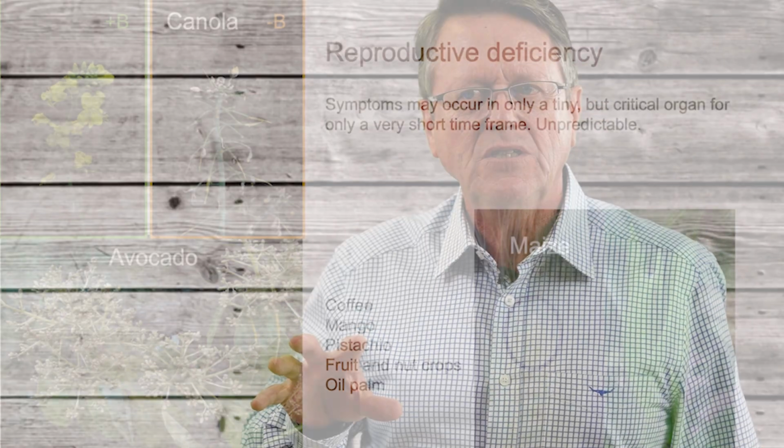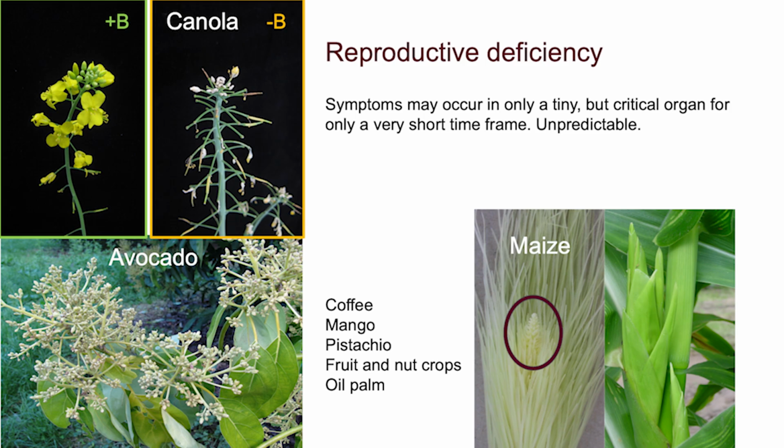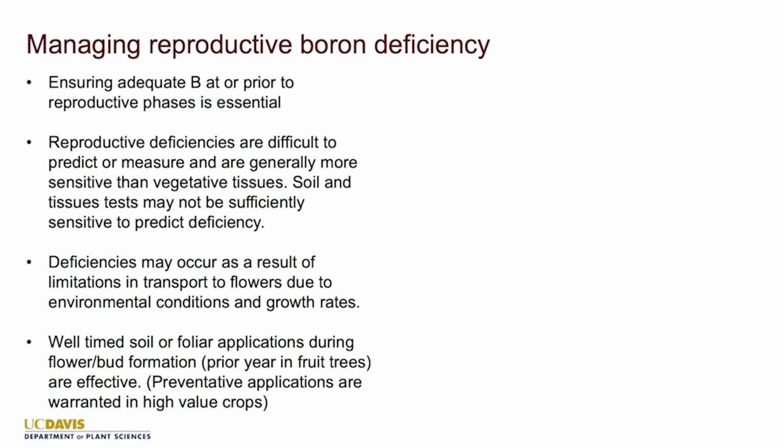Let's look at reproductive deficiencies in the last phase. As I mentioned, in many of our crops, this is the key. This is what we need to be sure we are satisfying to avoid the implications that we see on canola or avocado or maize. The management principles are actually quite similar to vegetative crops. Again, ensuring that you have adequate boron at or prior to the reproductive phases is essential. Remember, it's not going to be transported from boron previously taken up and stored in old leaves.